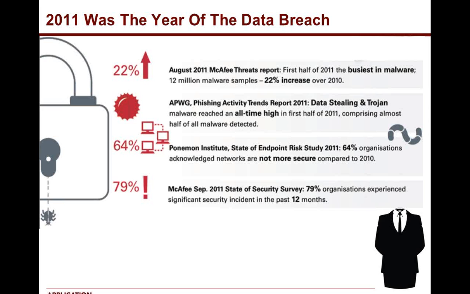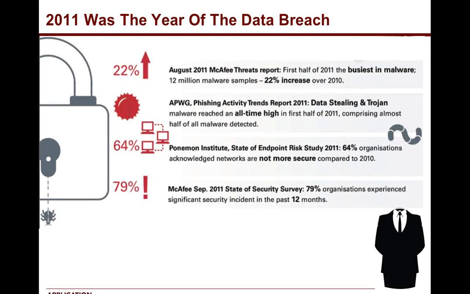So let's go over a little bit about 2011 very quickly. McAfee did a report that indicated the first half of 2011 was actually the busiest in identifying malware, with approximately over 12 million different malware samples around, a big increase over the previous year, an actual 0.2% increase. A phishing activities trends report showcased that malware had reached an all-time high in the first half of 2011, where 50% of the malware detected actually caused a compromise.